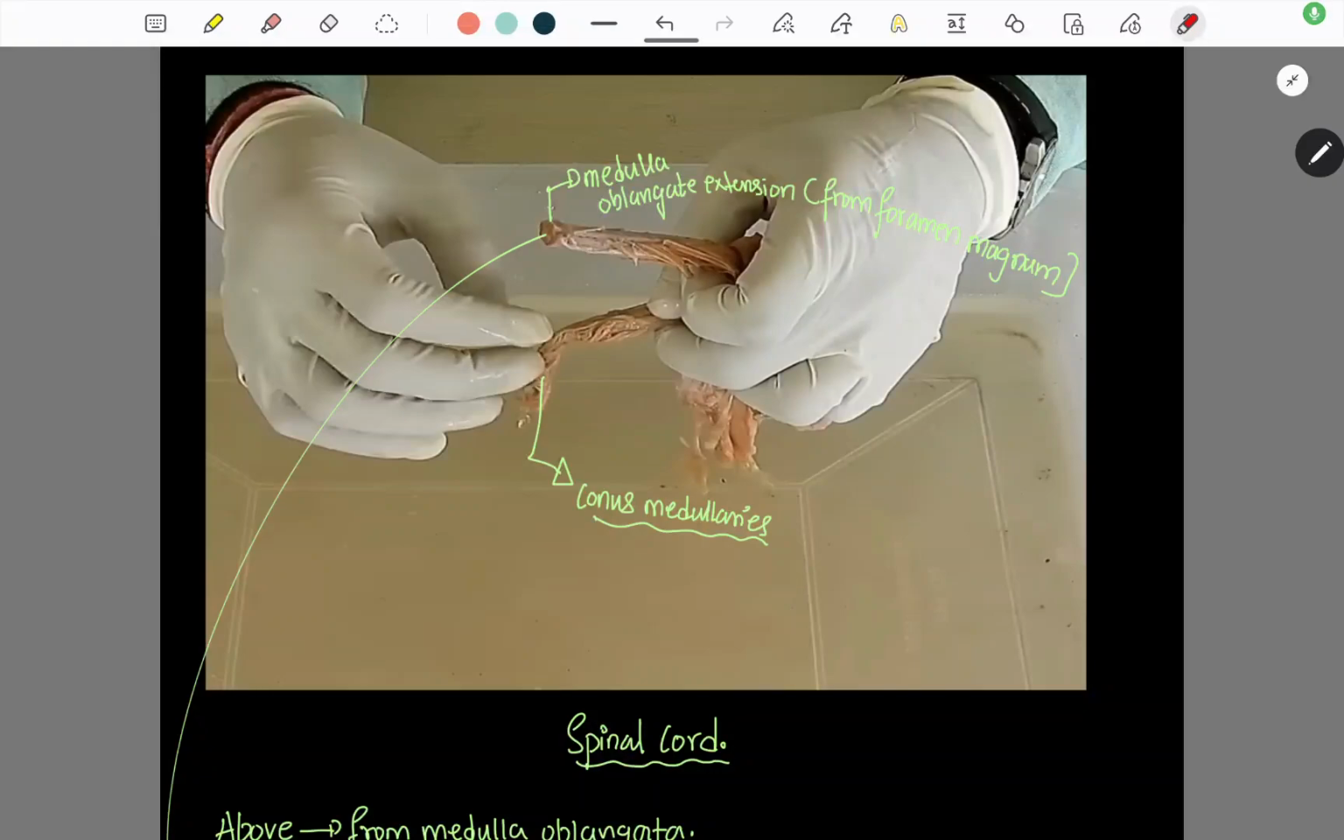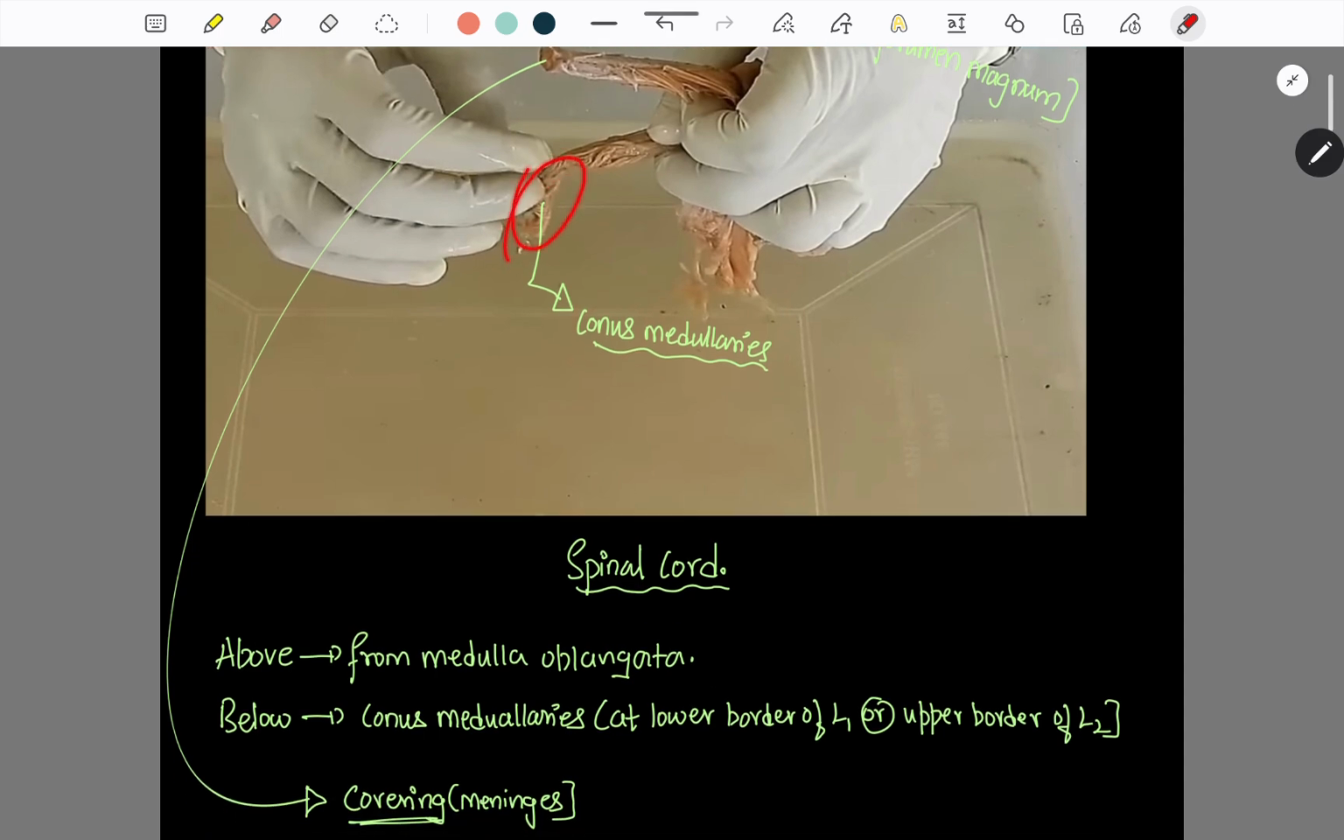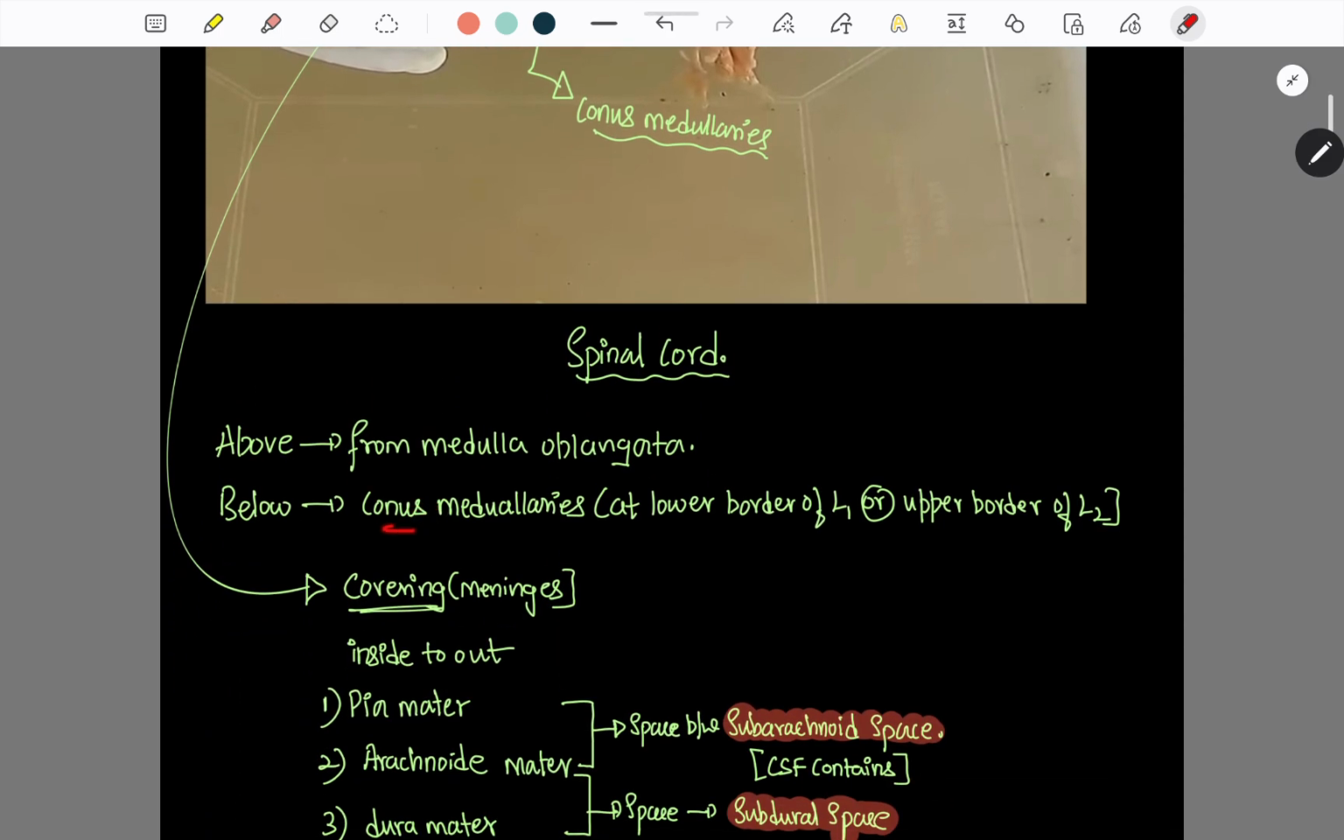Today I'm going to explain the spinal cord. Extension of the spinal cord: above, the medulla oblongata extends from the foramen magnum. From there it extends above. Below, it extends to the conus medullaris. This is the conus medullaris, present at the lower border of L1 or upper border of L2.